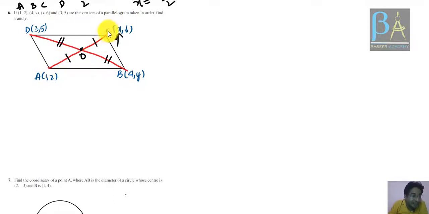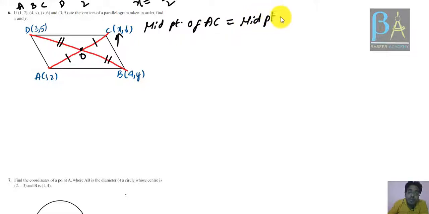So I can say that the midpoint of the diagonal AC and the midpoint of the diagonal BD are the same point O, which means the midpoints of the AC diagonal and the BD diagonal are equal. So I can write here: midpoint of the diagonal AC is equal to midpoint of the diagonal BD. And what is the midpoint formula? Midpoint formula is (x1 plus x2) by 2 comma (y1 plus y2) by 2.